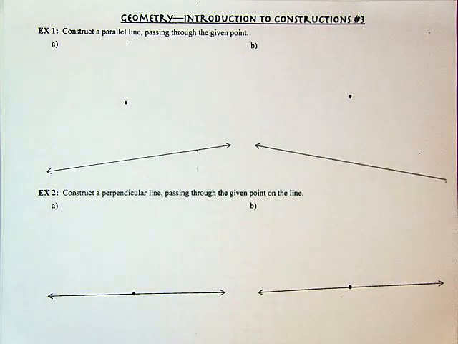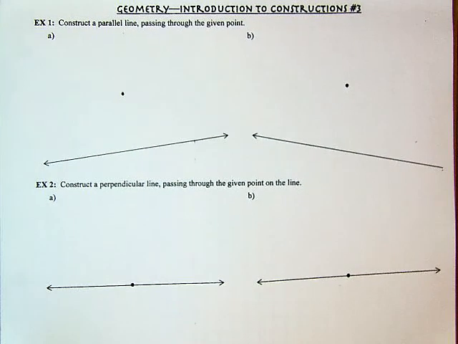All right, so for today you need a ruler and you need a compass. So we are doing three constructions. We're constructing a parallel line passing through a given point. We're also going to construct a perpendicular line passing through a given point on the line as well as off the line. So looking at the first one, the parallels.